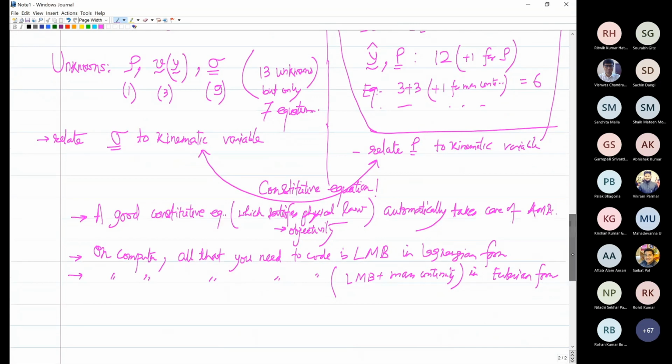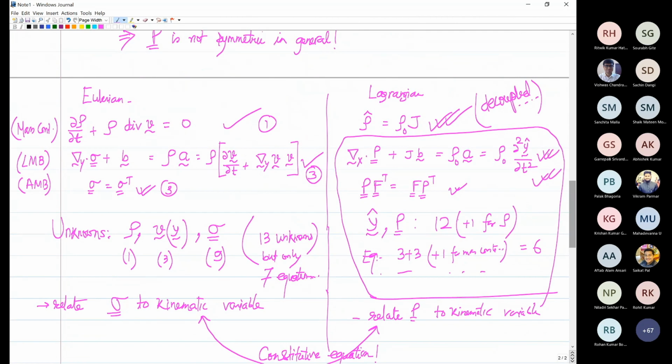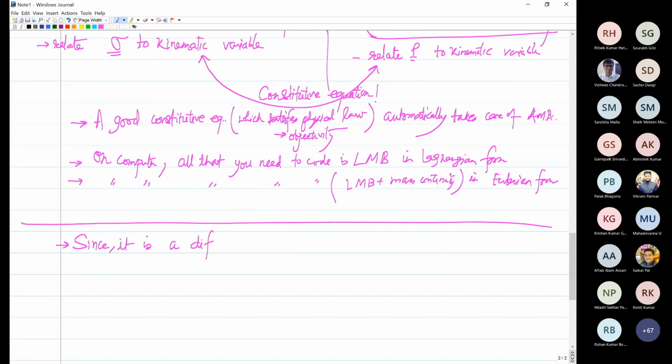So you might think, what is that magic that automatically takes care of angular momentum balance? So we'll see that later on. Okay, and this is not done when you're solving it on computer. This is a differential equation, so it also requires boundary condition. Okay, you do need boundary condition also. So since it's a differential equation, we also need boundary condition.